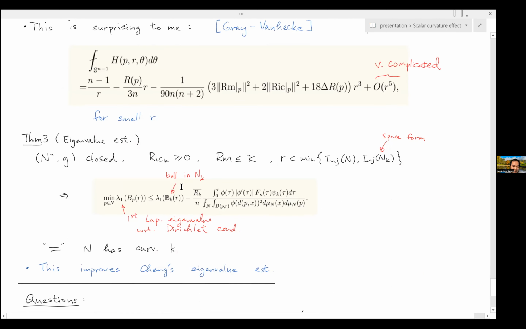I think that's the last result I want to mention, but I'm not going to prove. I can also say something about the eigenvalue.